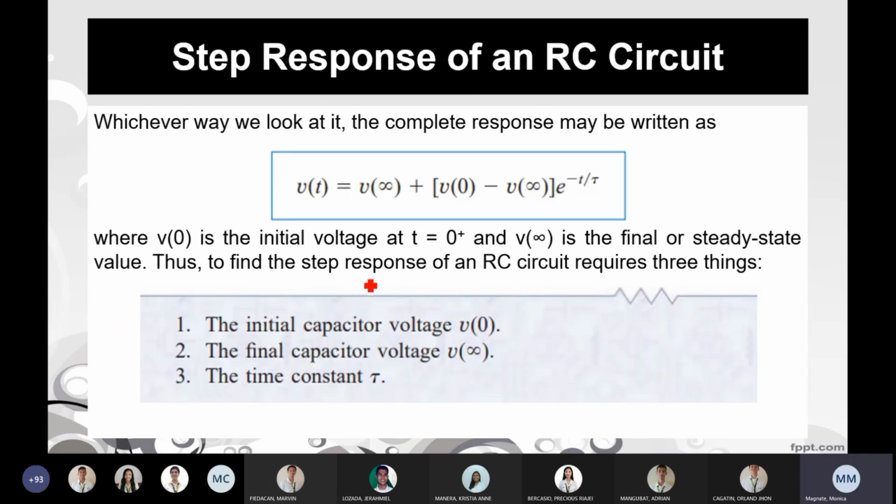So, ito yung pinaka-general formula natin. We have V of t is equal to V of infinity. So, ito yung Vs natin, diba dun sa circuit, Vs to, or yung supply. Where V sub 0 is the initial voltage at t is equal to 0 positive, and V of infinity is the final or steady state value. Thus, to find the step response of an RC circuit requires three things. Ayan, so hanapin muna natin yung initial capacitor voltage, then yung final capacitor voltage, the V of infinity, and the time constant, tau.